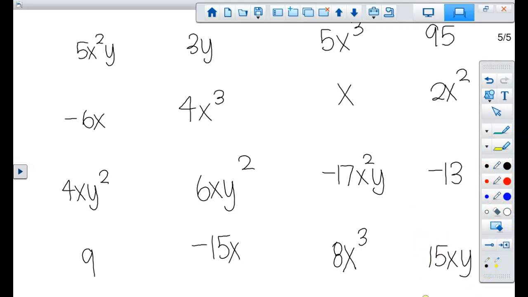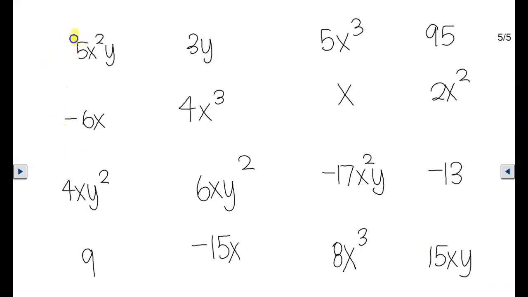All right, so I'm going to start up here in the left-hand corner with my very first term, 5x squared y, and I want you to look at him. That has a coefficient of 5 and a last name of x squared y. So the last name is what I'm interested in, x squared y. So any other term on the board that's going to be his like term needs to have that same last name of x squared y. So I'm looking for x squared y.